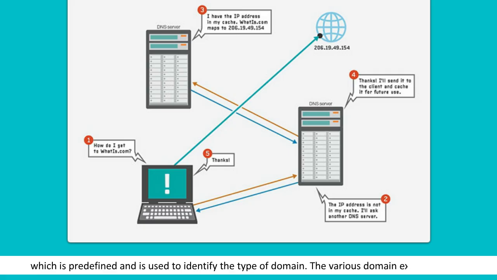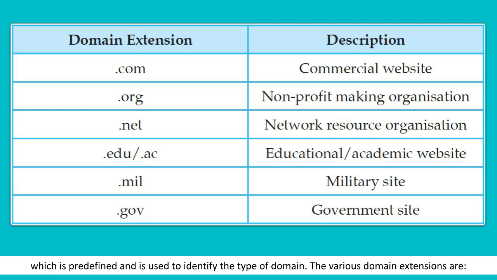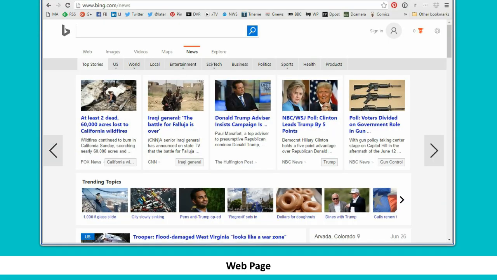The various domain extensions are: .com, commercial website; .org, non-profit making organization; .net, network resource organization; .edu or .ac, educational or academic website; .mil, military site; .gov, government site.